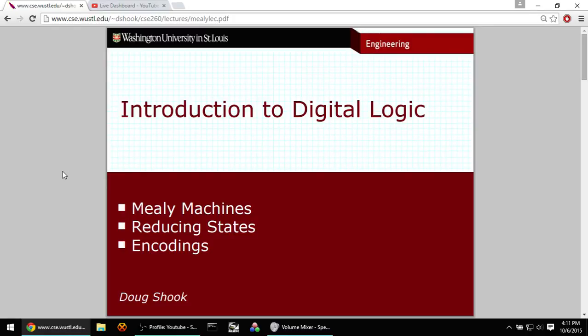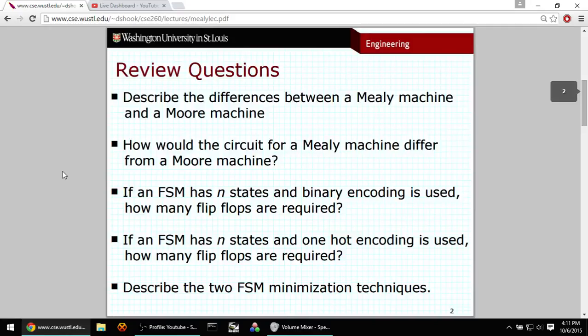Fantastic. All right. Well, let's go over some review questions for starters, and then we'll take a look at some practice problems. So who can tell me the differences between a Mealy machine and a Moore machine? Which ones did we see on Tuesday or on Thursday last week? What kinds of machines did we see on Thursday? Those are Moore machines, right? So what's the difference between a Mealy machine and a Moore machine?